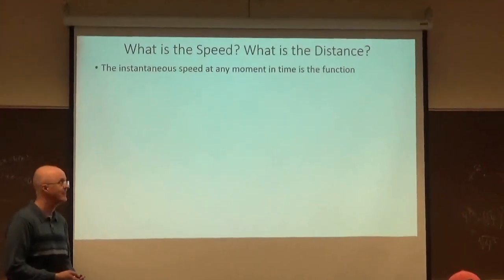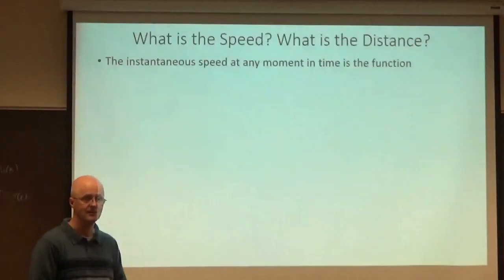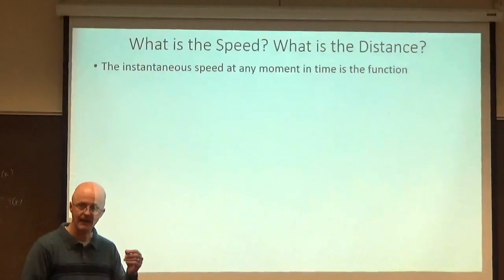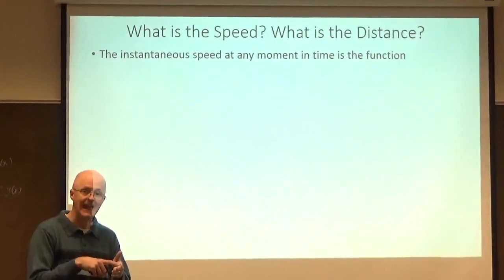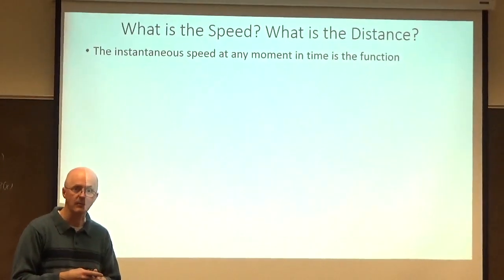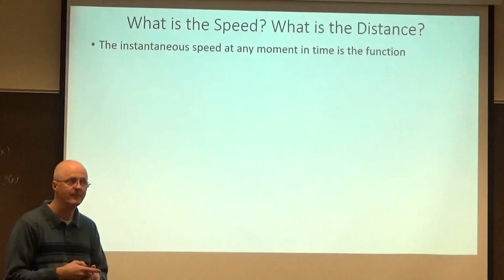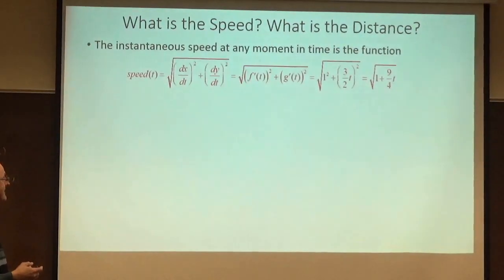The instantaneous speed at any moment in time is a certain function. It's an instantaneous speed, not an average speed. I can plug in the value t and get the speed in centimeters per second or whatever at that moment in time. Here's the formula. You're just trusting the units.